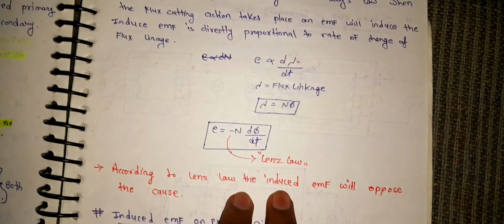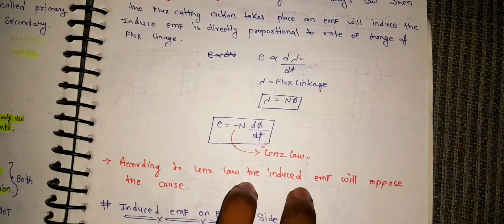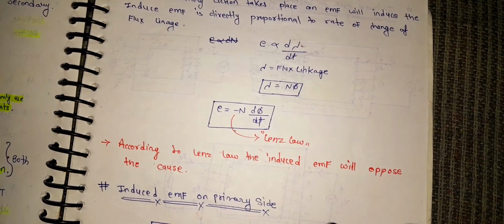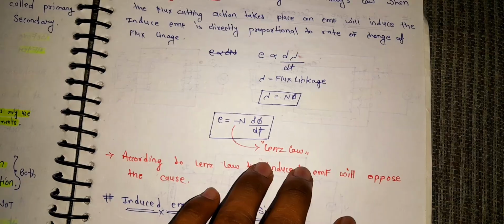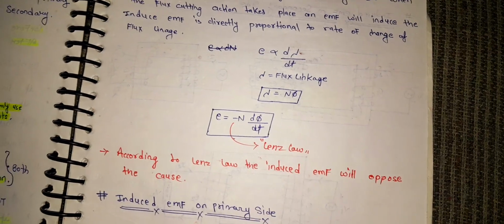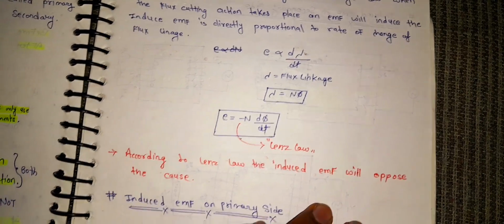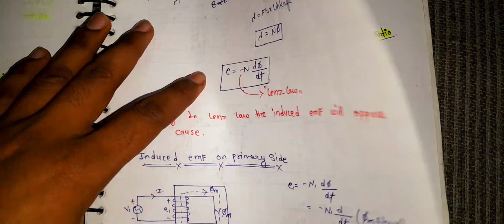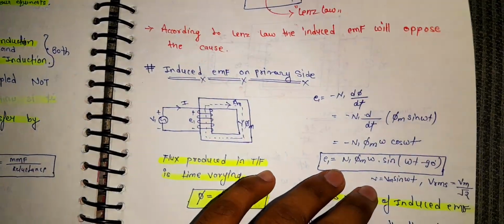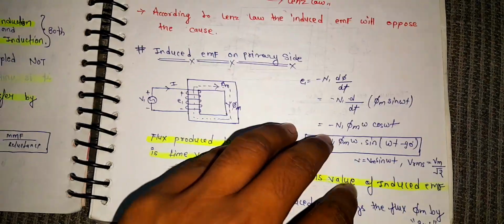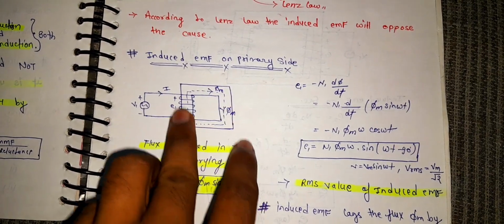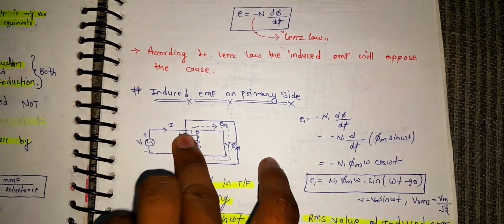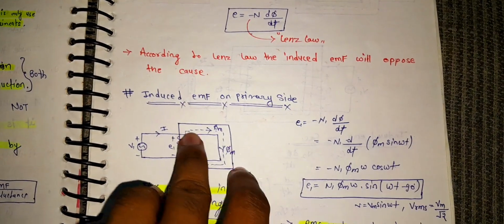According to Lenz's law, the induced EMF will oppose its cause. So every induced EMF opposes its cause. There is an induced EMF on the primary side and an induced EMF on the secondary side. On the primary side, according to Faraday's law, the induced EMF is due to flux linkage with this core. Where we supply current, the EMF is induced.